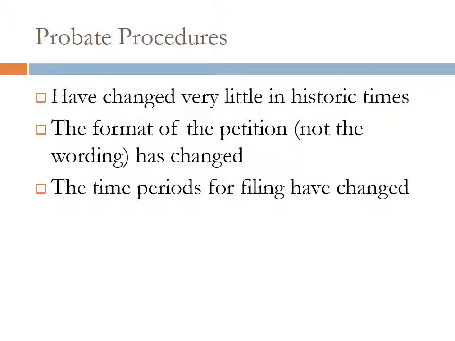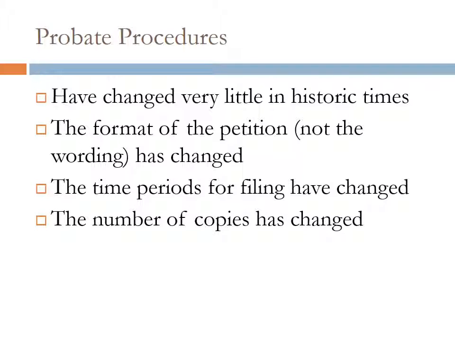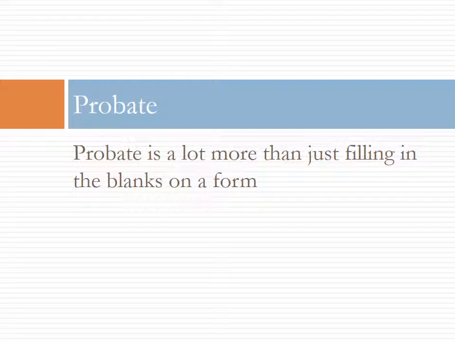Obviously, the courts would like to see the cases move through their court and be finalized. Today we have rules that provide for certain things to happen during certain time periods. Of course, the number of copies that are filed has changed. In the past, there was only one copy. It was very difficult to make an additional copy unless the court had someone sit down and copy any of the documents by hand. And, of course, the formalities of going through court have changed. It's important to understand that probate is a lot more than just filling out blank forms.